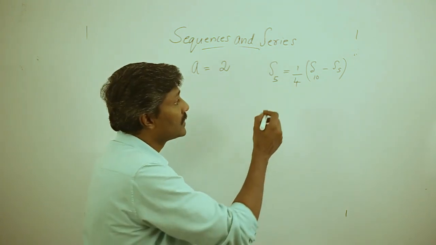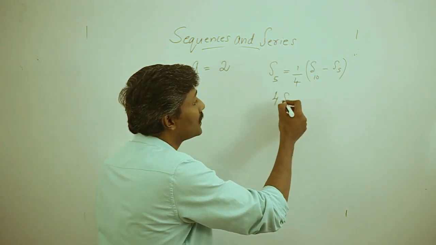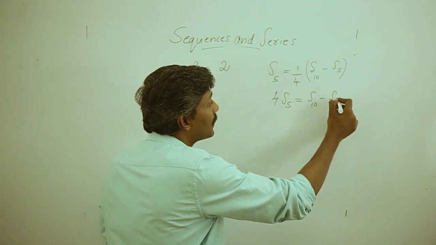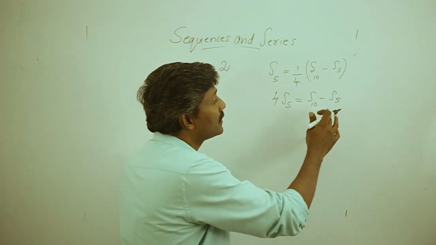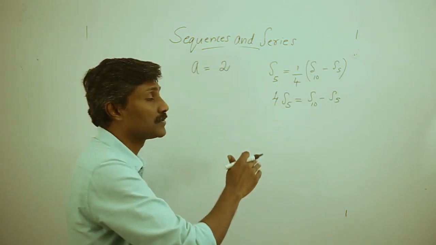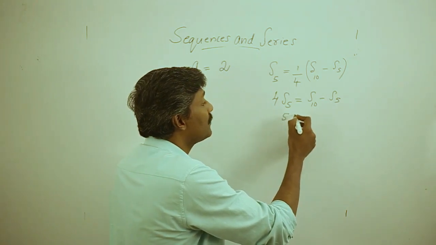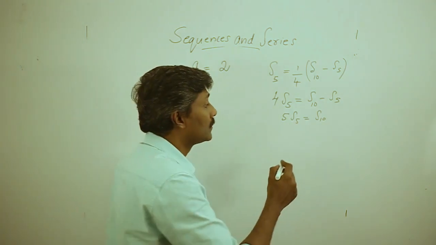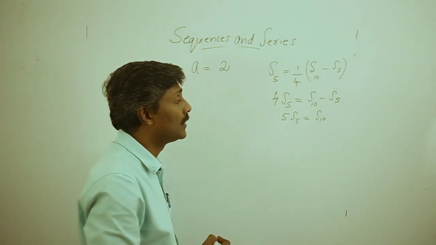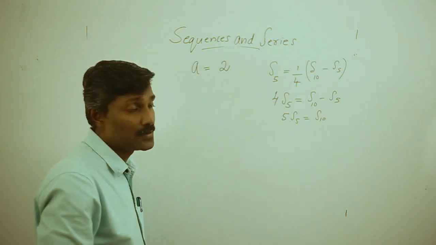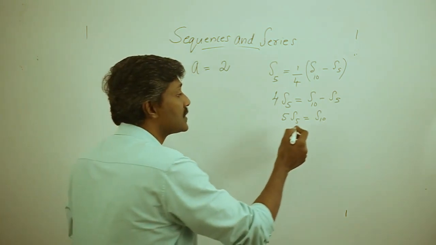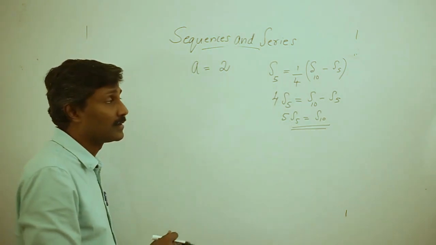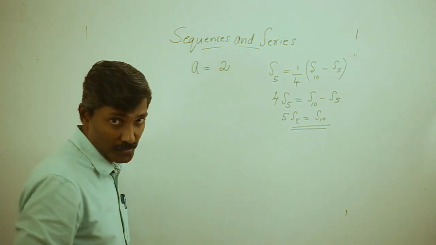Now let's cross multiply this. So what I get is 4 times S5 is equal to S10 minus S5, right? Now let's bring this minus S5 to this side, so that becomes plus S5. So 5 S5 is equal to S10, or S5 is equal to S10 by 5. Let it be this. Okay, this is the relation that I have. Let it be there. Now, I also have the information that A is equal to 2, right?